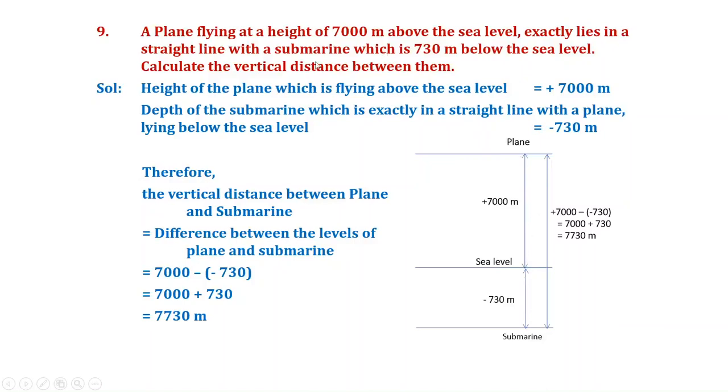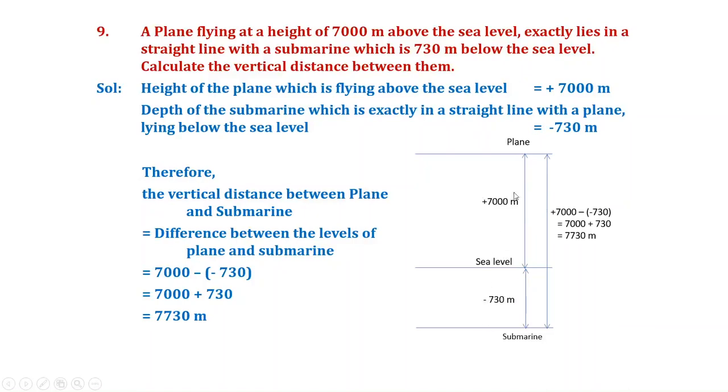And the second sentence is the plane exactly lies in a straight line with a submarine which is 730 meters below the sea level. Exactly in a straight line, a submarine is traveling in the sea at the level of minus 730 meters. Here we are taking a minus level because it is below the sea level. Always, below sea level values you have to take with a minus sign. So above sea level you are taking it as plus 7,000 meters. Below sea level, I am taking it as minus 730 meters.